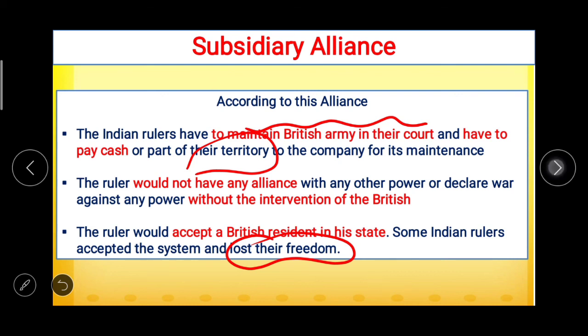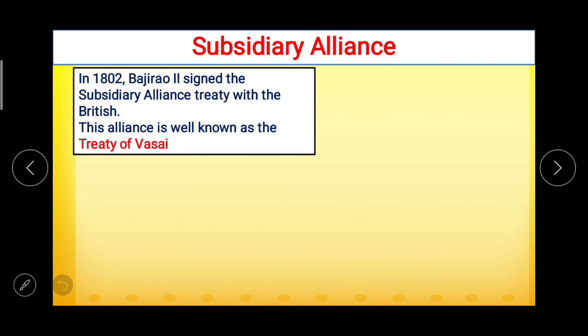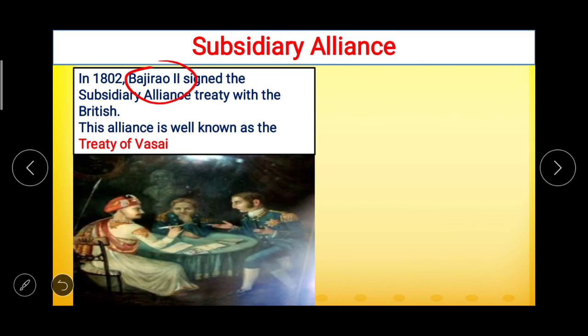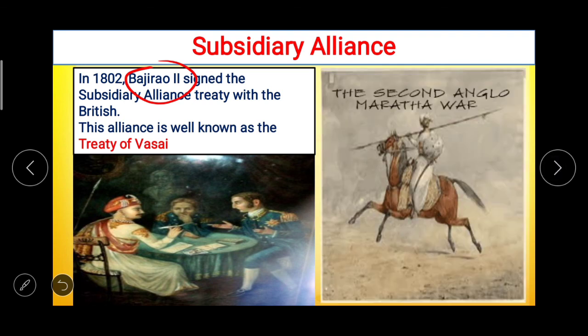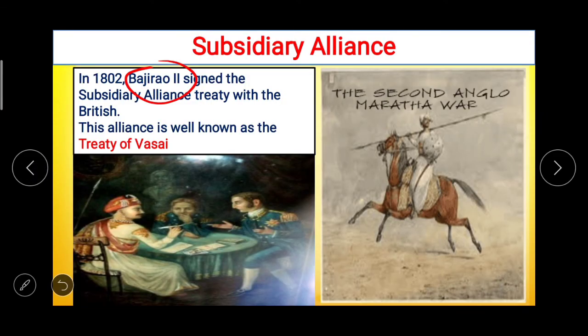So in 1802 Bajirao II signed the Subsidiary Alliance Treaty with the British. This alliance is well known as the Treaty of Vasai, but this treaty was not acceptable to some Maratha Sardars because they knew the policy of British people or policy of British officers, and this led to the Second Anglo-Maratha War.